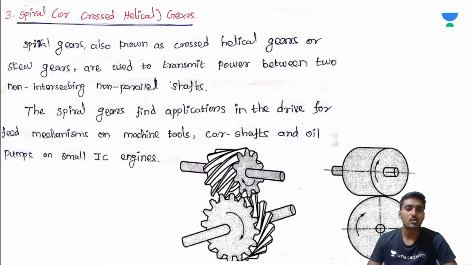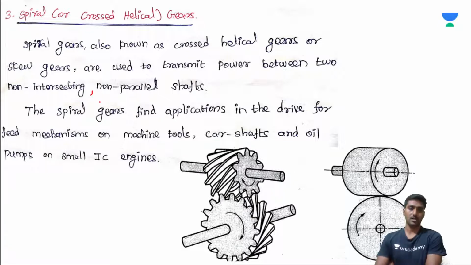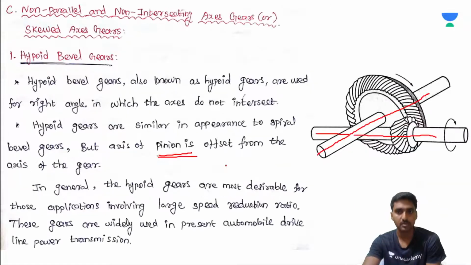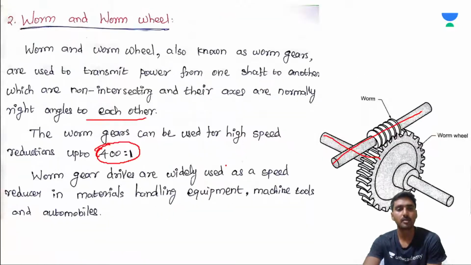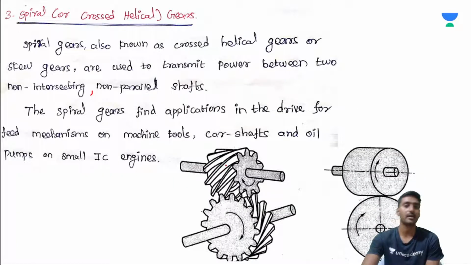Crossed helical gears are used to transmit power between two non-intersecting and non-parallel shafts. Spiral gears also work on non-intersecting, non-parallel shafts. This is possible in hypoid gears also, and in worm and worm wheel. We apply spiral gears in mechanisms of machine tools, camshafts, and oil pumps, and in all small IC engines.